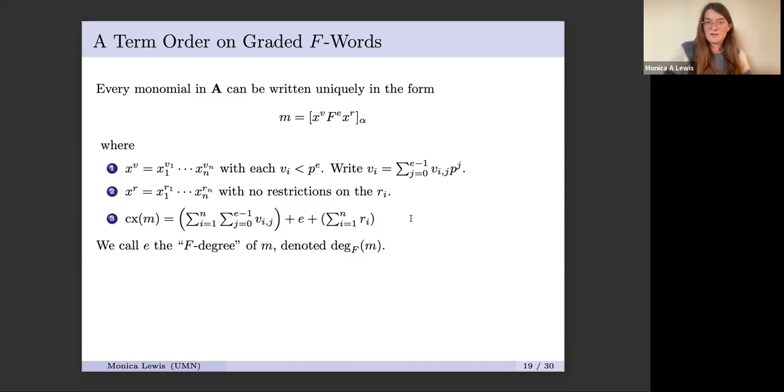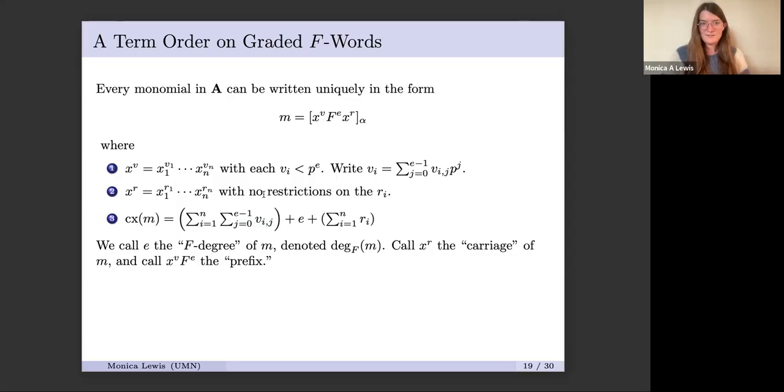So e, we're going to call the F degree of the monomial. And x^r, just to have notation to call it by, we're going to refer to as the carriage. It's being carried past the f^e's on the monomial, where the x^v f^e we will refer to as the prefix of the monomial.